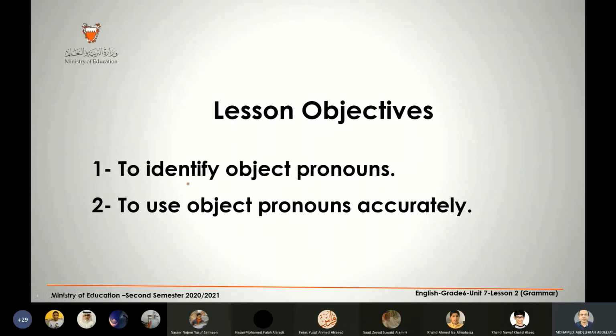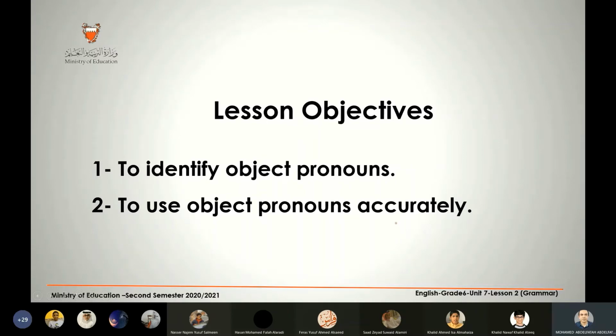Teacher, I know the meaning of identify, which is to learn or to understand or to recognize. What about the meaning of object pronouns? Be patient. Today we are going to learn what is the meaning of object pronouns. Before we had the subject pronouns. The subject pronouns: I, he, she, it, we, you, and they. And today we are going to study the object pronouns. Also, students, you are going to use the object pronouns accurately in sentences.